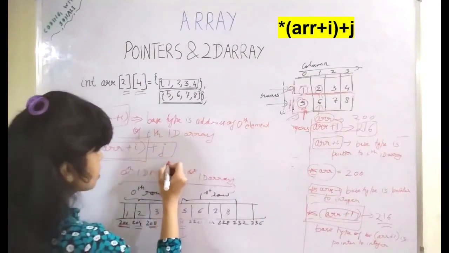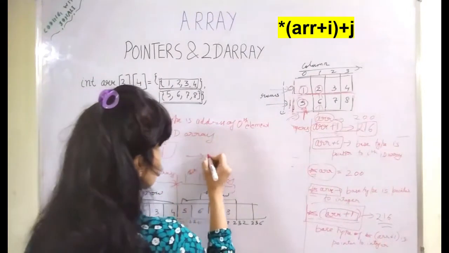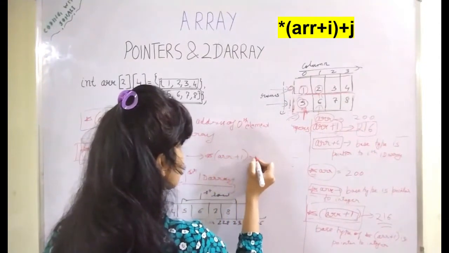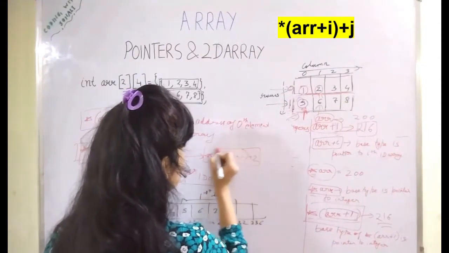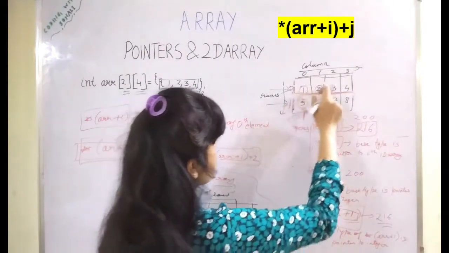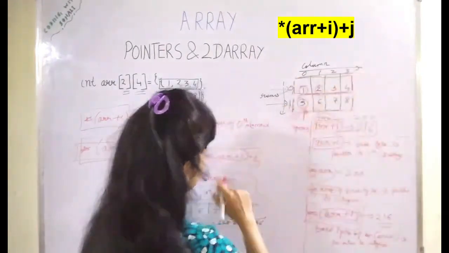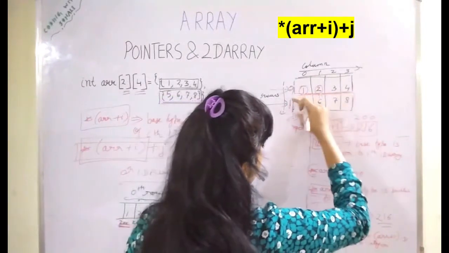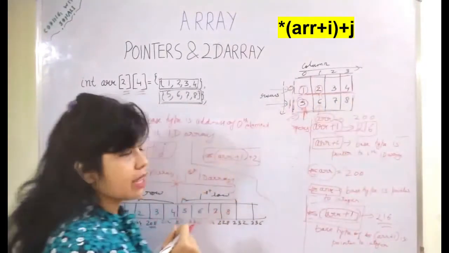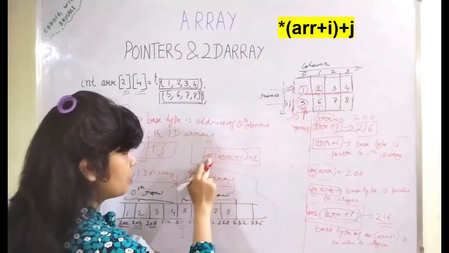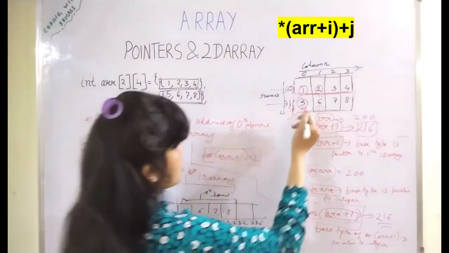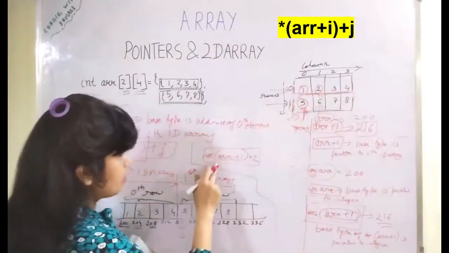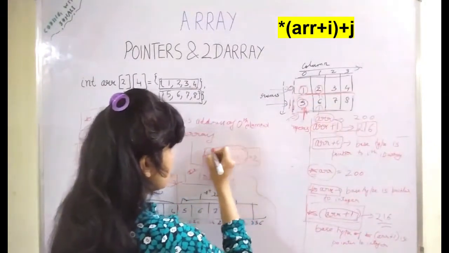If I use it in this manner, that is *(*(ARR + 1) + 2), like this. We know that ARR, the base type, is a pointer to the 0th 1D array, but ARR + 1 will simply give you the pointer, it will have the address of the first 1D array. If you dereference this ARR + 1, you will get the address of the 0th element of this 1D array, and the base type of this is a pointer to an integer.